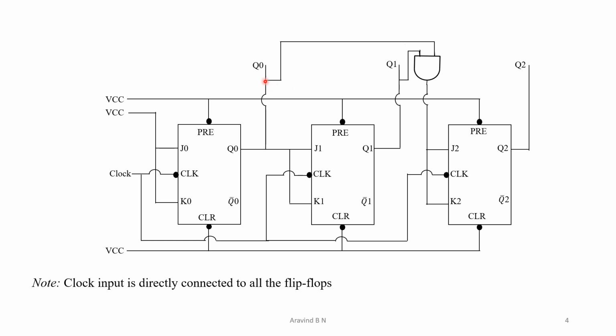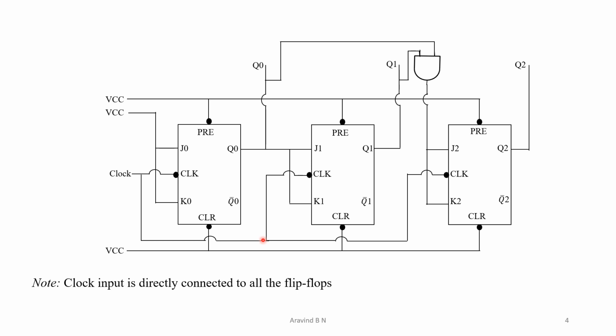More than that, Q0, Q1, Q2 are the outputs, and here is VCC, which means preset and clear are connected commonly to VCC so that we can keep these JK flip-flops in regular counting mode. Need to remember once again, the clock is commonly given to all 3 flip-flops. That's why we consider it a synchronous counter.